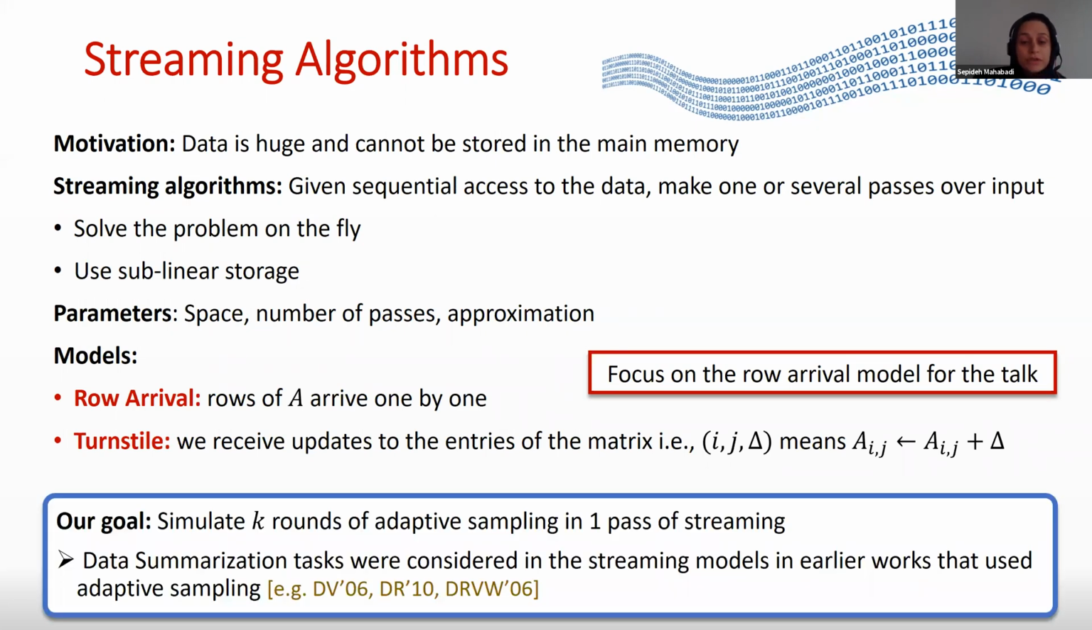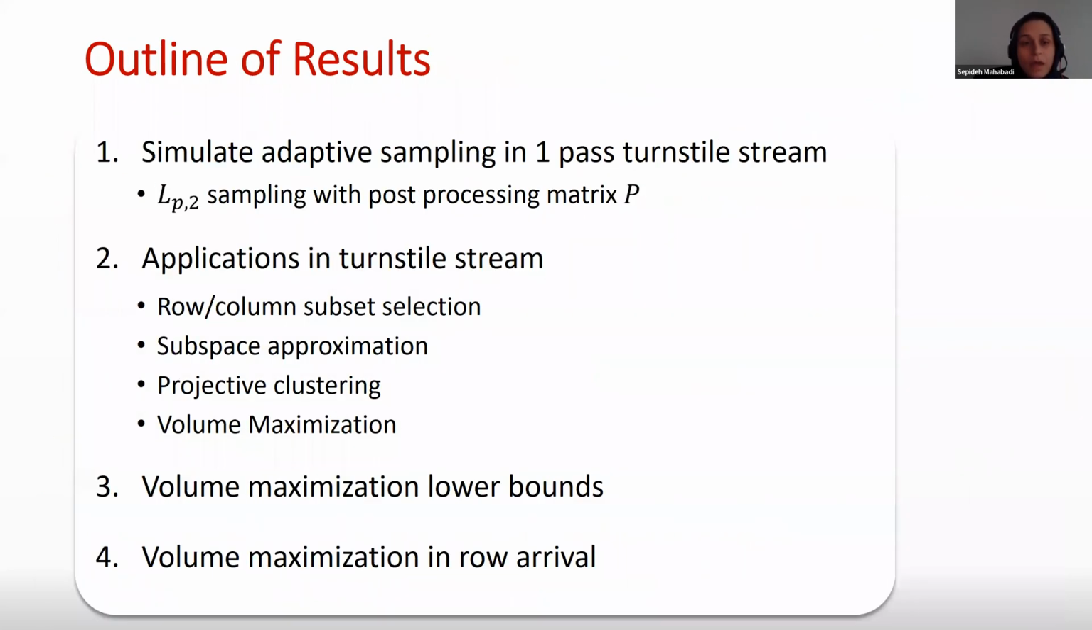Our goal here is to simulate adaptive sampling, this k-round process, in one pass of streaming. I should also mention that many of these data summarization tasks were considered even in the initial results for the streaming setting. The streaming setting is used for large data sets, and data summarization is also used when the data is large. They were, for example, giving even some k-pass algorithms for some of these problems. So in a nutshell, yes, we can show that it's possible to run k rounds of adaptive sampling in one pass of streaming, and here is the outline of the results.